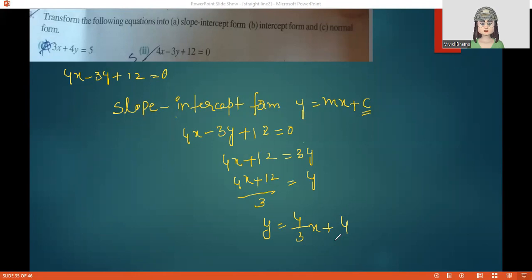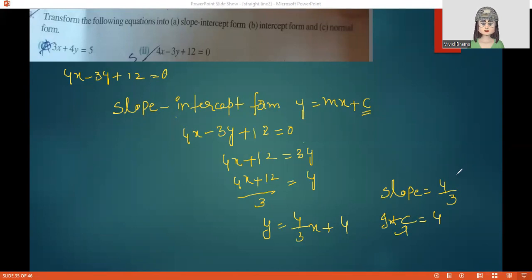Here the coefficient is 4 by 3. Slope is the coefficient, that is 4 upon 4 by 3. And intercept c is equal to 4. We found only the intercepts, but the slope-intercept form and the intercept form we also have.